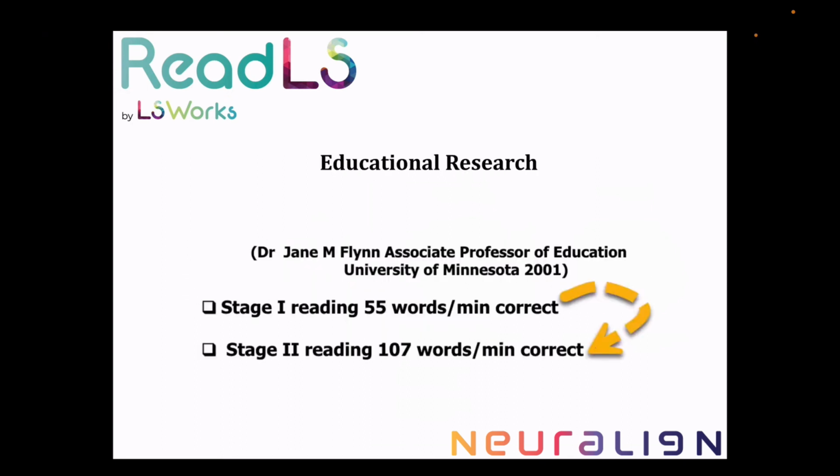We know that when we're starting to learn how to read, we're going to 55 words a minute. And then from there, we need to do stage 2 reading, which is 107 words a minute. And this is where students who are stuck are getting stuck. They can't transition from the 55 words a minute to the 107 words a minute.